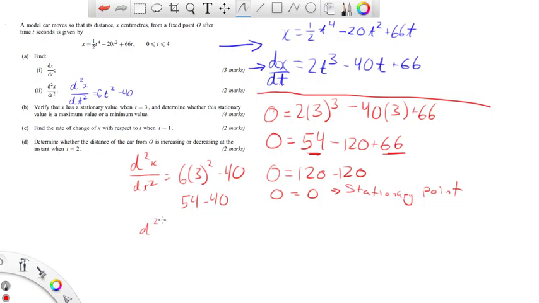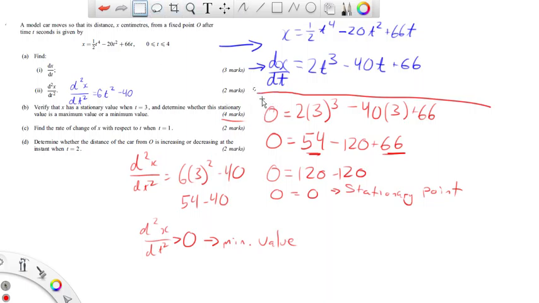That means that this second derivative here is greater than 0, which gives us a minimum value. And that's really all we need to write for that to get 4 marks for that question. Fantastic. And next up for part C, we need to find the rate of change of x with respect to t when t is equal to 1.